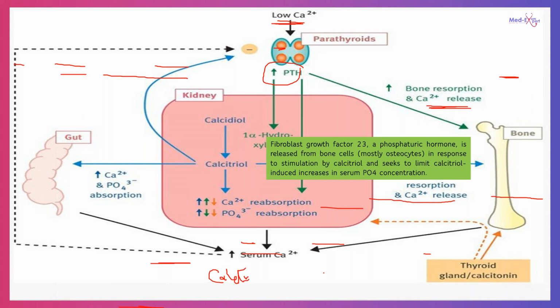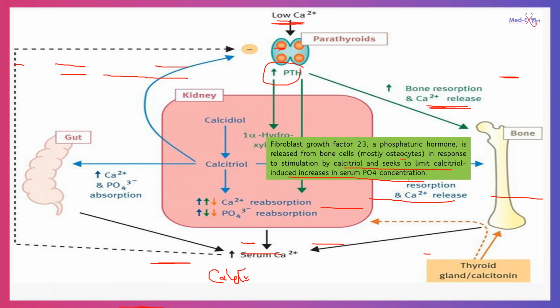This hormone is released from the bone cells, mainly the osteocytes, in response to stimulation by the calcitriol, and seeks to limit the calcitriol-induced increase in the serum phosphate concentration. We know that the calcitriol enhances the calcium and phosphate absorption from the intestine and reabsorption in the kidneys. So if this occurs without any antagonistic action, the level of phosphate will increase, leading to hyperphosphatemia.